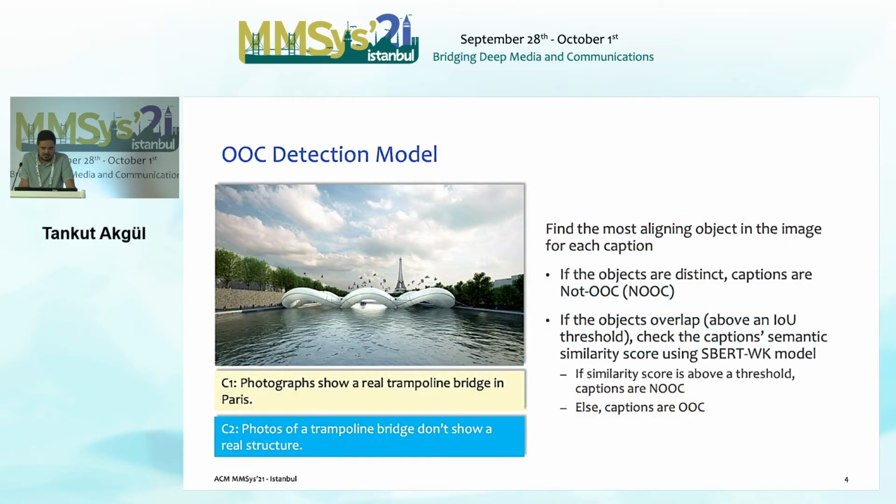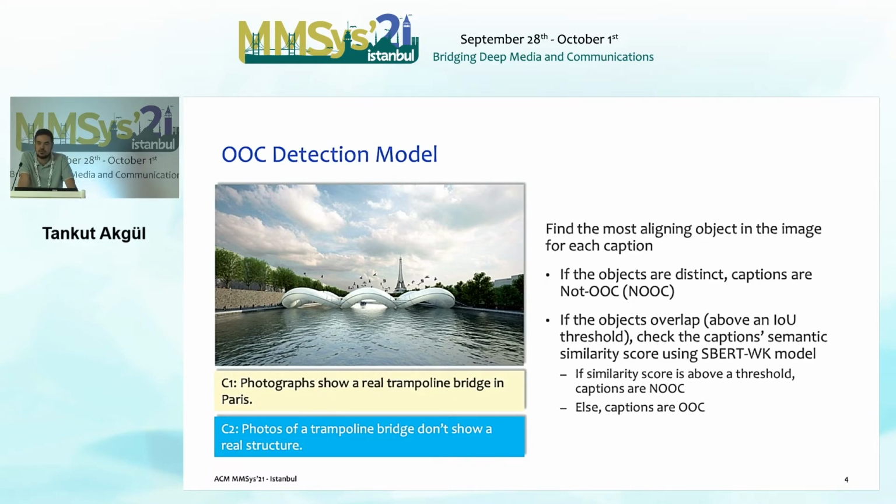But maybe I can give an example to reinforce the knowledge about this Cosmos model. So we have a bridge-like structure here, and there are two captions talking about this bridge. As you can see, the captions mention different things. One of the captions says this is a real bridge, and the other caption says it's a fake bridge, not a real structure. So the captions obviously don't have semantic similarity, so they are different.